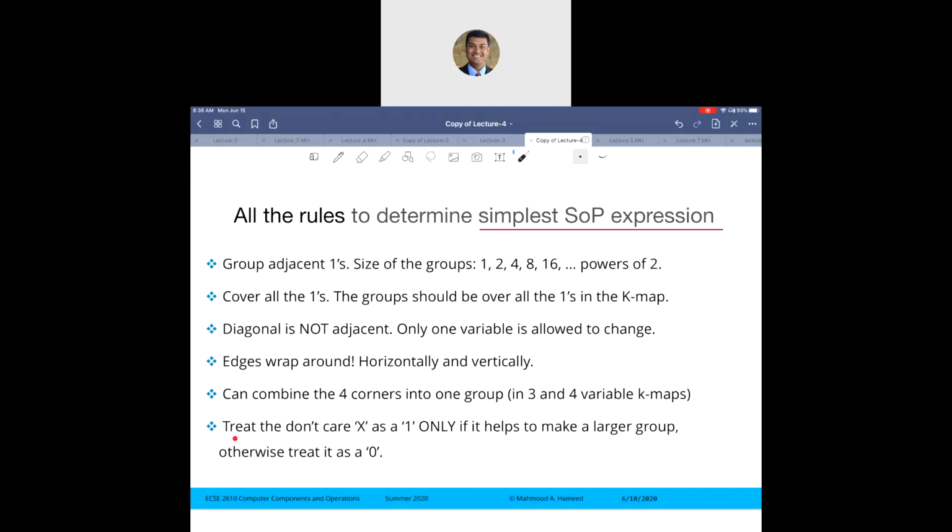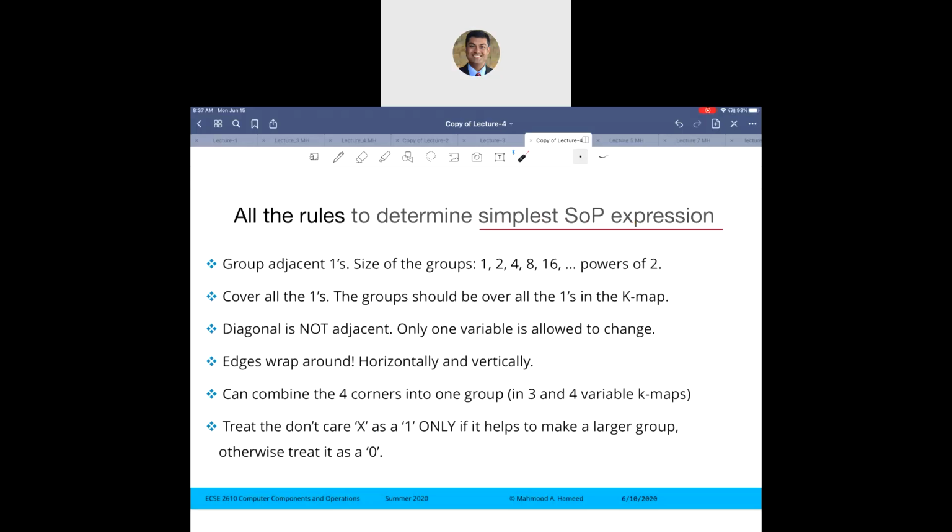The last rule here is treat the don't care as a 1 only if it helps you make a larger group. Otherwise, treat it as a 0. Because it's a don't care, it could go either way. It could be a 1, it could be a 0. So treat it as a 1 only if it helps you make a larger group. So those are all the set of rules for SOP expression.